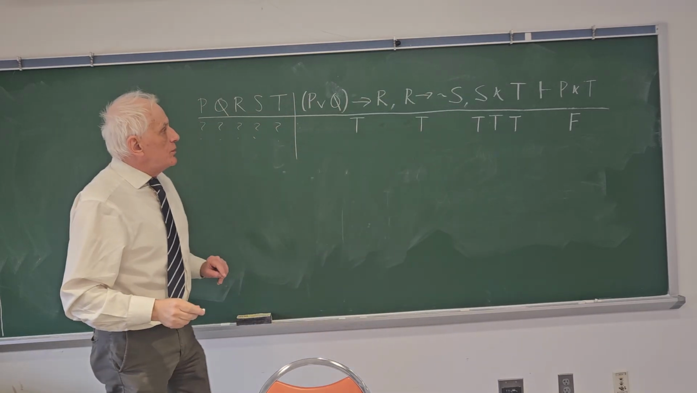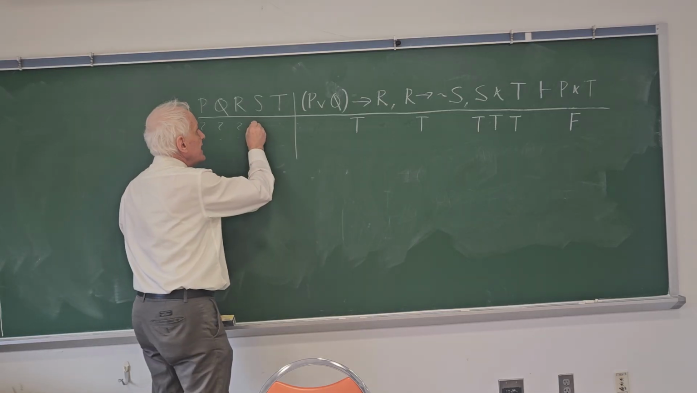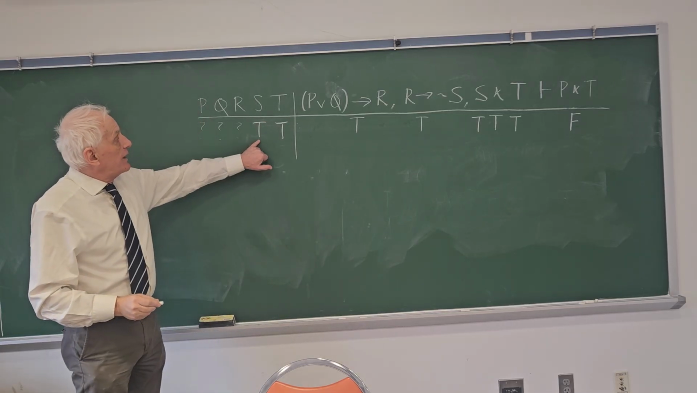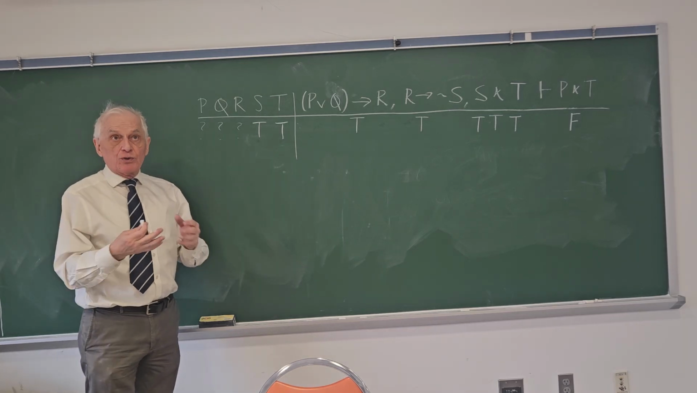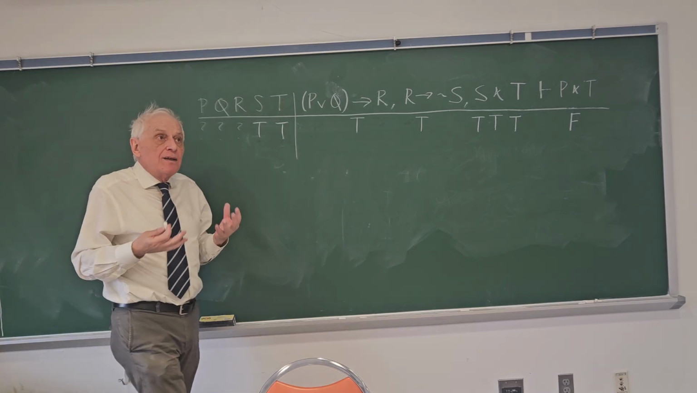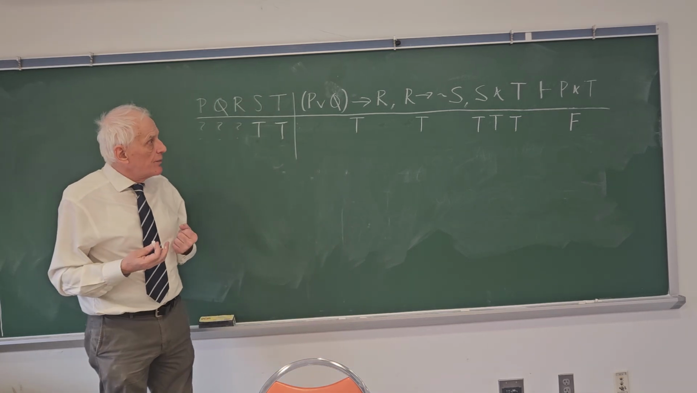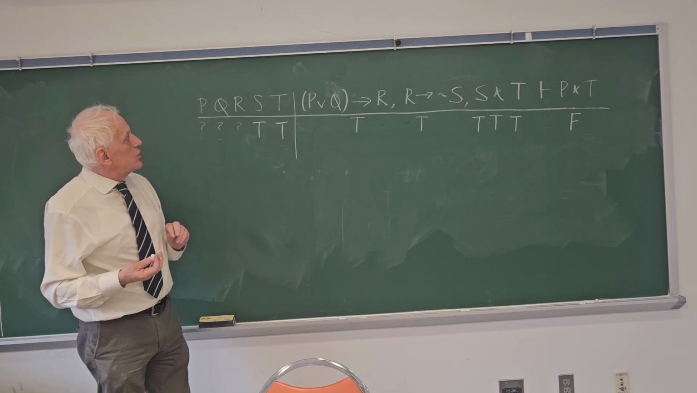So we can immediately put T's here, because if we had an F here or an F here, then the third premise would be false. And we're trying to find an assignment on which all the premises are true. So we're only interested in the lines where S is true and T is true.